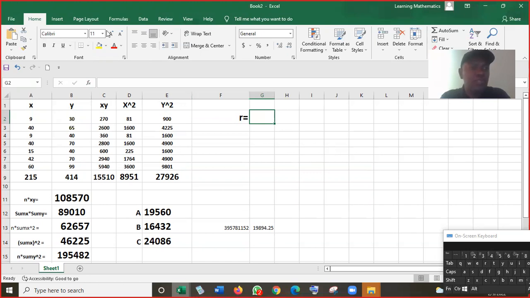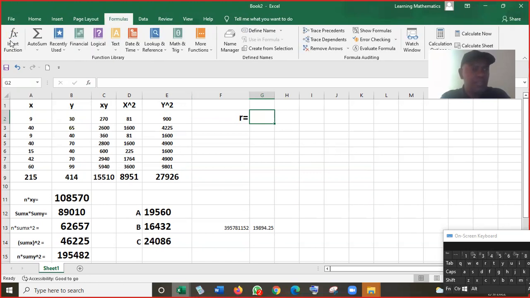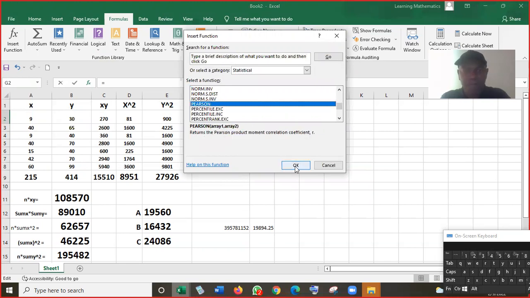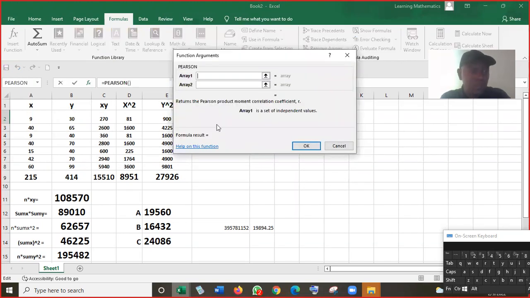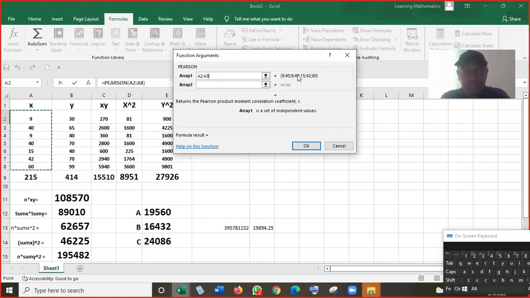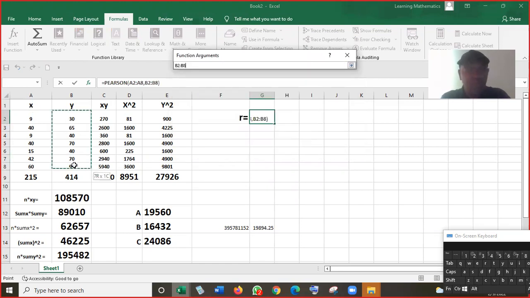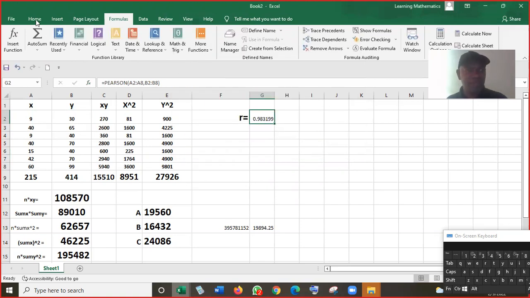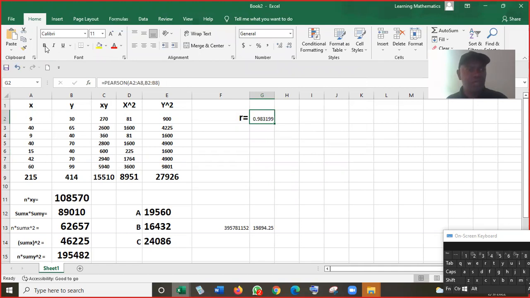All right, so let's go back to formulas, insert, Pearson's, statistical, let's look for P for Pearson's. Look at right there, Pearson's product moment. Now, which numbers? A2 to A8, that's my X values. Y values, B2 to B8. And look, it gives it right away, 0.983, here it is. 0.983. So by a click of a button, you can calculate your Pearson's product moment.